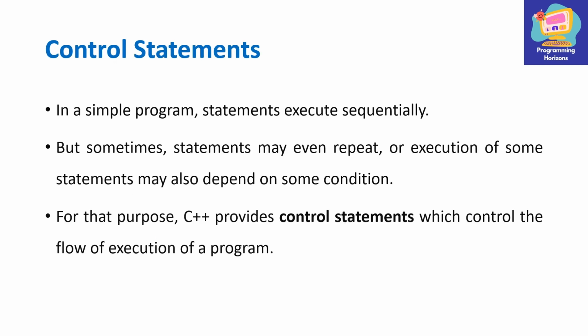In a simple C++ program, statements execute one after the other, and this type of execution of statements is called sequential execution. But sometimes it is also possible that some statements in the program need to be repeated, or maybe their execution depends on some condition. For this purpose, C++ provides control statements. These are called control statements because they control or govern the flow of execution in a program.